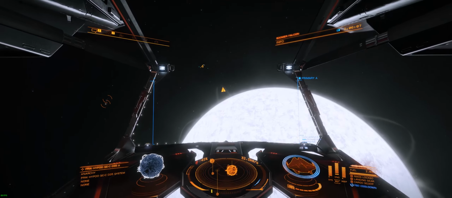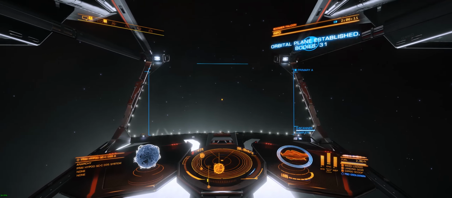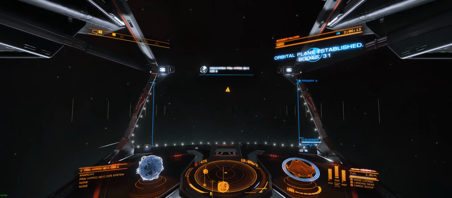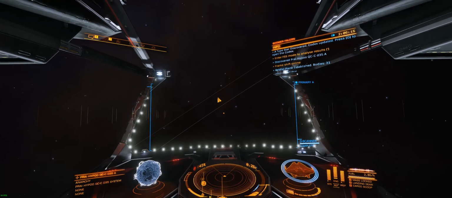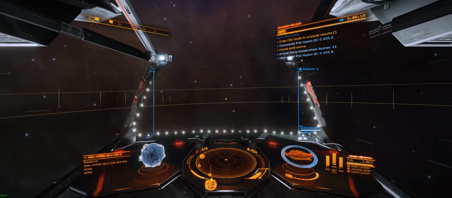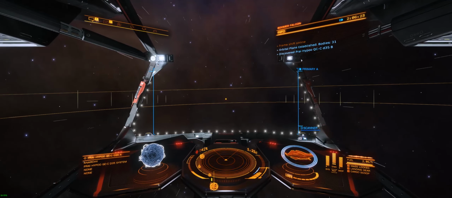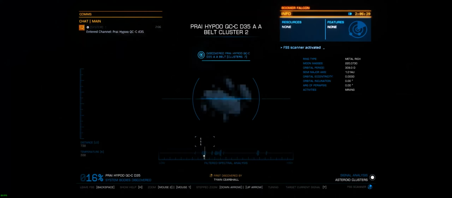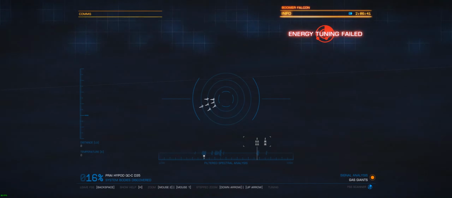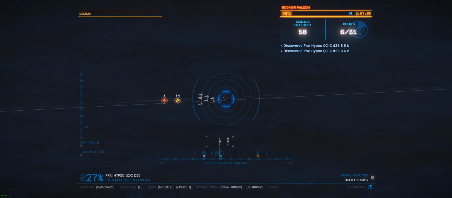Firstly, an orbital plane of the system must be established, using the Discovery Scanner. Before signal scanning is possible, some distance has to be put between the ship and the star so that it does not obstruct the scanner field of view. Afterwards, each signal source must be scanned to identify anomalies. This may take a few minutes.